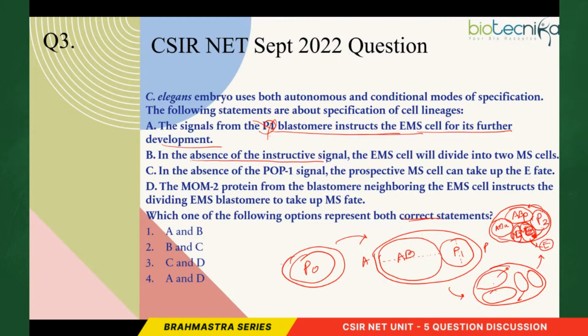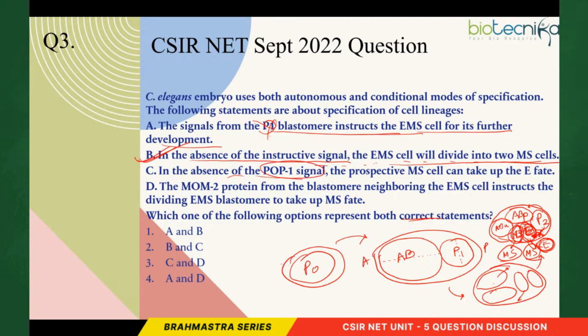In the absence of this instructive signal, EMS cell will divide into two MS cells. So what happens? I told you P2 gives a signal to one of the daughter cells of EMS to form endoderm. So if the P2 signal is there, then this daughter cell forms endoderm and the other daughter cell will form mesoderm. But what if the P2 signal is not there? Then the daughter cell which is supposed to form endoderm will also form mesoderm. So that is correct. In the absence of the instructive signal, EMS cell will divide into two MS cells. So B is correct. Okay.